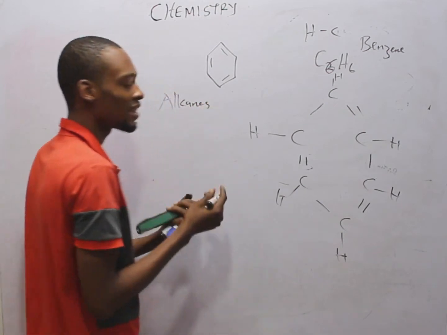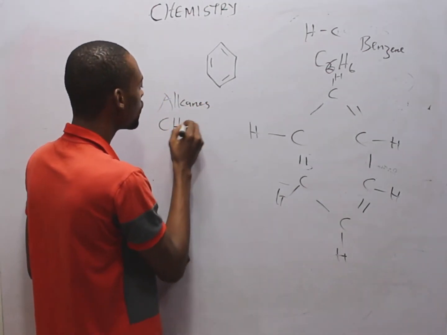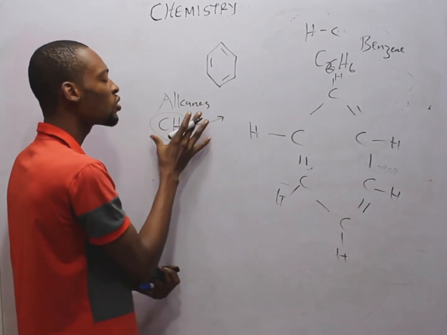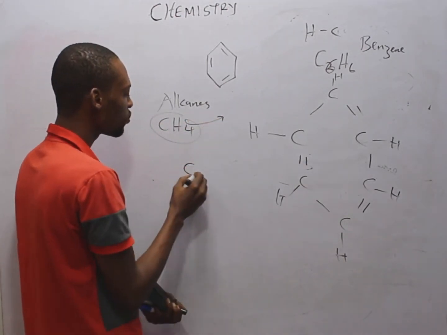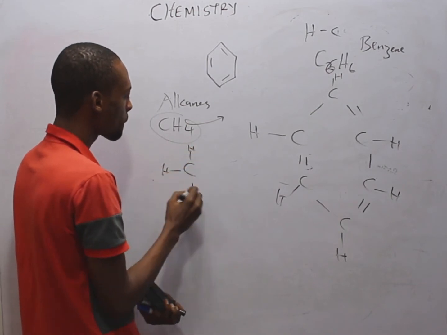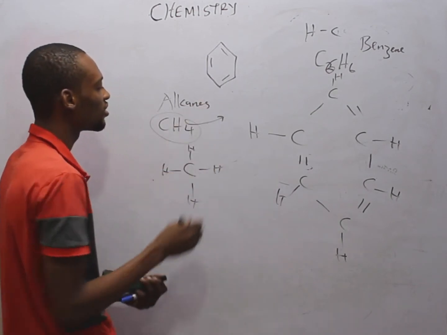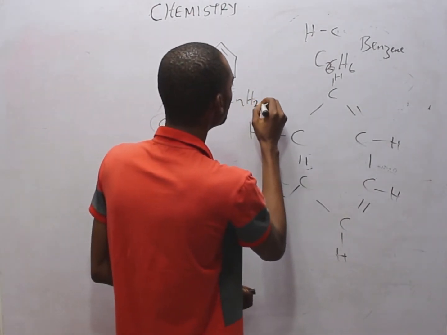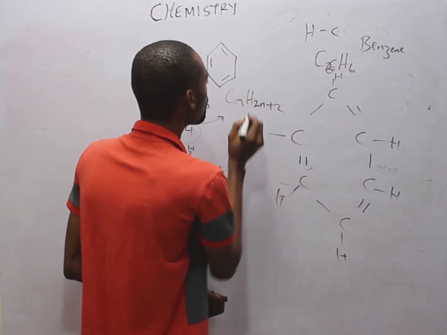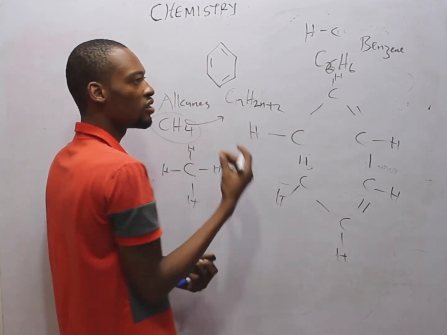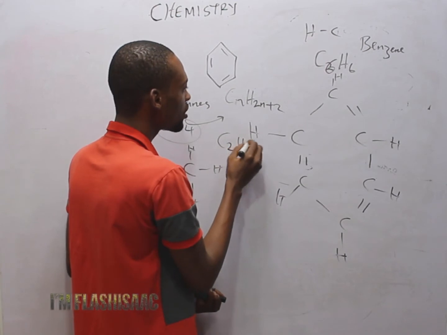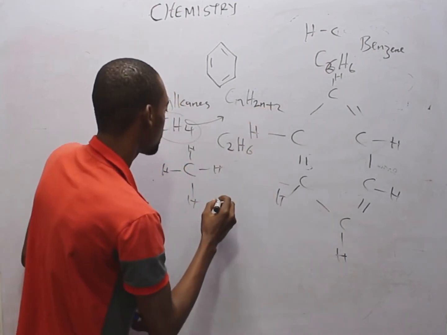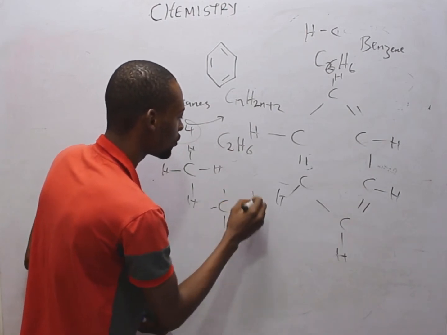Alkanes are saturated hydrocarbons. For example, CH4 is methane, the most abundant constituent of natural gas. It has 1 carbon and 4 hydrogen. The general formula for alkanes is CnH2n+2. So if you have 2 carbon, the formula will be C2H(2 times 2, 4, plus 2), which is 6: C2H6.